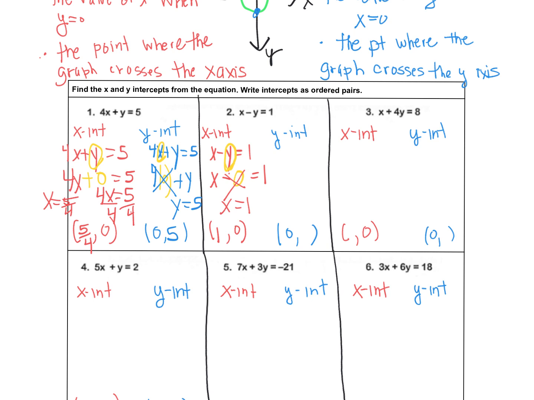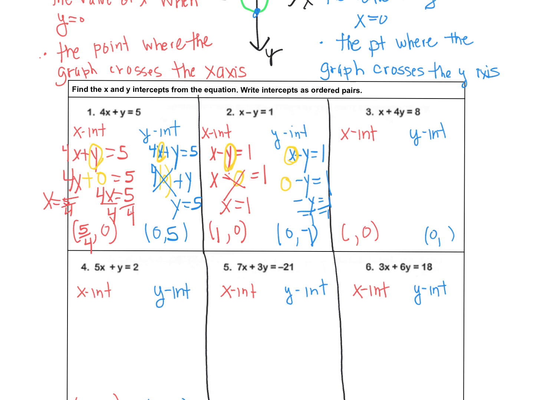If I look at the y-intercept, here's my original equation: x minus y is equal to 1. I'm looking for the y-intercept, so in place of x, I'm going to put 0. And so I'm going to have 0 minus y equals 1. That 0 is going to fall out of the problem, and I'm going to have negative y equals 1. If I divide both sides by negative 1, y will equal negative 1.